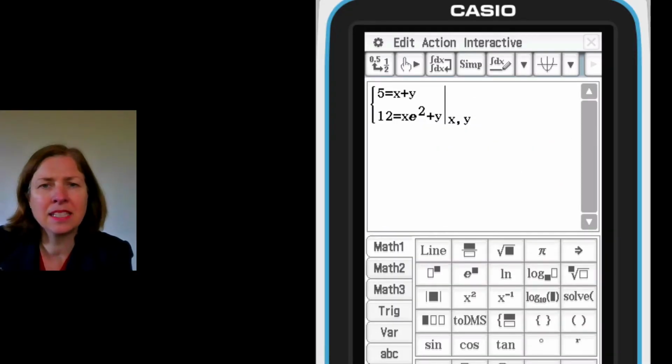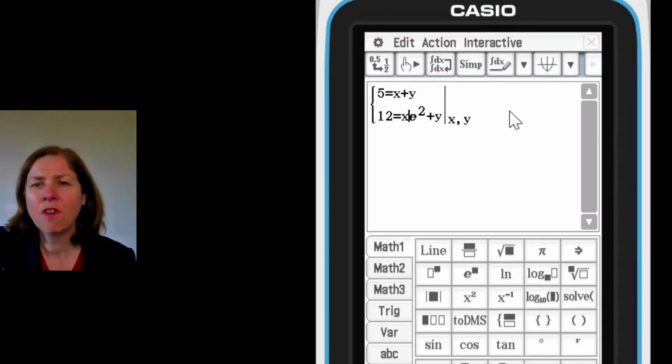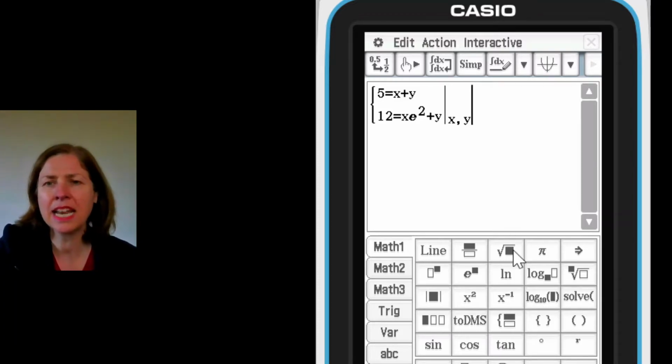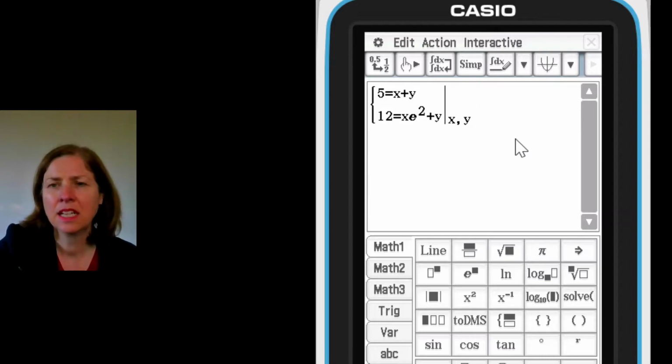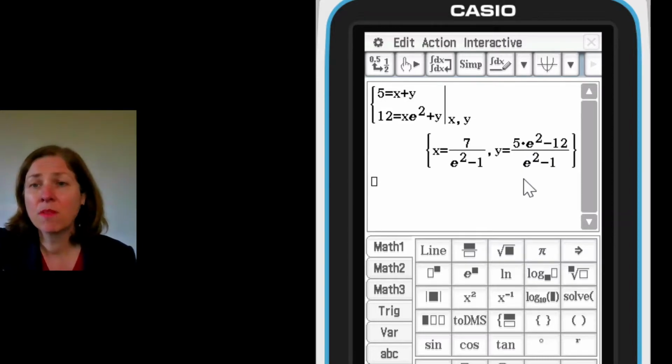So there's my CAS calculator, and you can see that what I've entered there is the two equations written in. 5 equals x plus y and 12 equals x times e squared plus y, and I'm solving for x and y. Of course, x here is a and y here is b. So I just hit enter, and I check first that my calculator is set for standard, and I hit enter, and there are my two solutions.